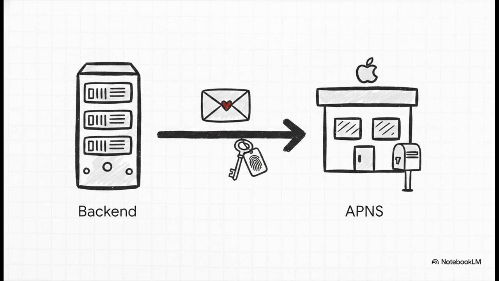What actually happens? Well, your backend triggers a push notification by sending an HTTPS request directly to the external APNs provider. This request includes the specific push payload, like the actual text of a chat message, along with that user's unique device token. Essentially, your backend is handing the message to Apple's post office and saying, hey, please deliver this to the exact device holding this token.